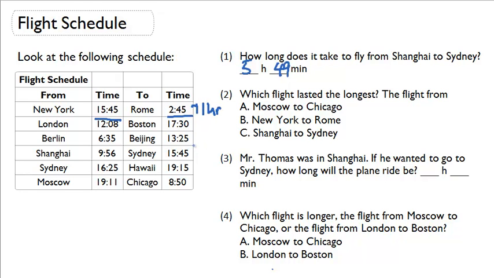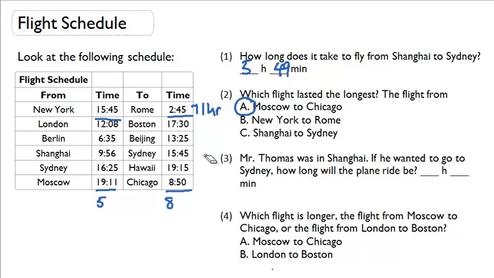What about from Moscow to Chicago? Moscow to Chicago, it's 5 hours until 24:11, and then at least another 8 more hours. So that's at least 13 hours. So I think the Moscow to Chicago flight is probably going to be the longest.